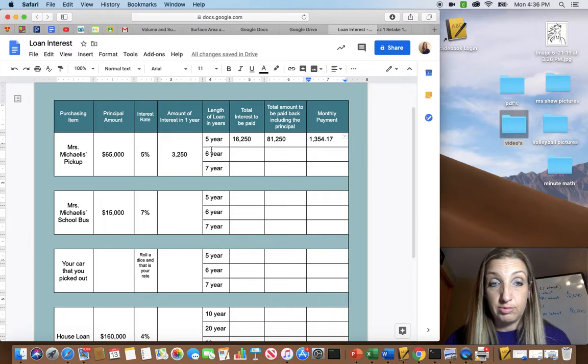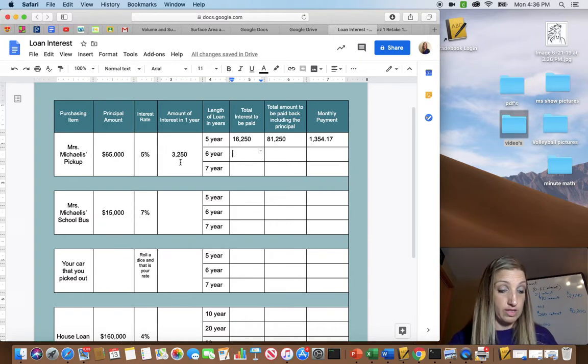I do have the option of paying that back in 6 years. If this is the amount of interest I pay back in 1 year, then I'm going to do 3,250 times 6 this time. That would be $19,500 back in interest. That is my interest amount right here, and then I have my principal amount, which is right here. So I would do my interest, 19,500, plus 65,000.